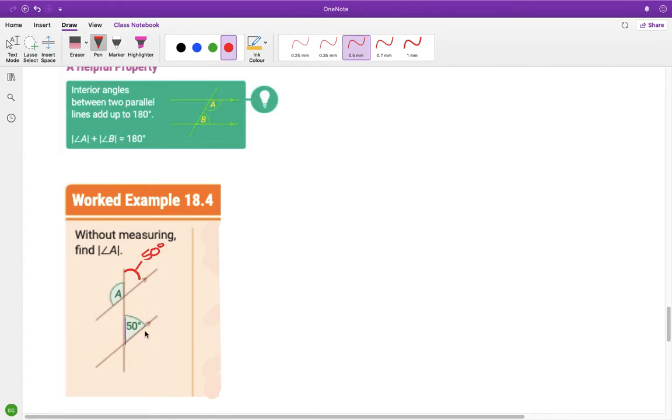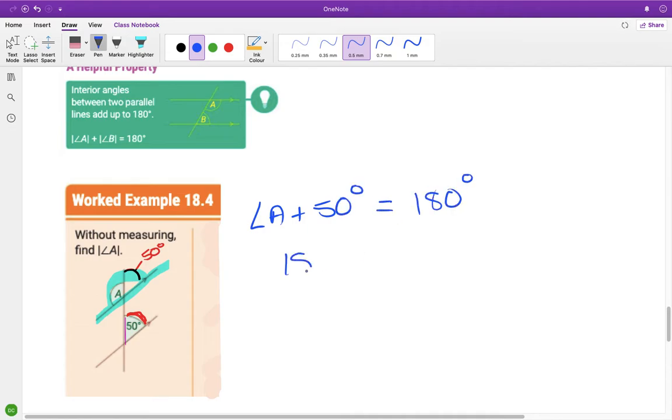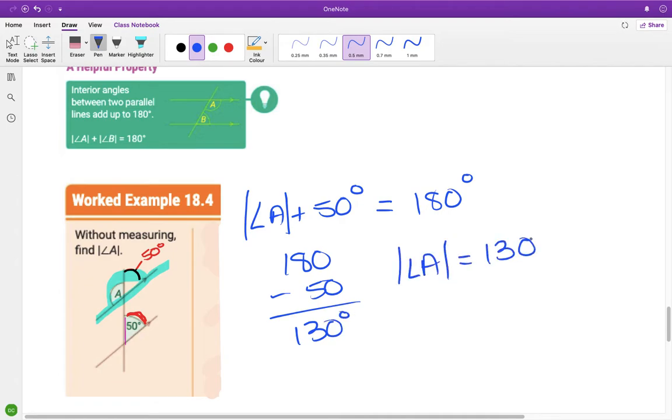Okay, so you can see that they're the same. Is that okay? Then if we look, this is a straight line, which means these two angles sitting on it must add up to 180. So angle A plus 50 degrees equals 180 degrees. So if I do 180 minus 50, I get 130 degrees. So angle A is equal to 130 degrees.